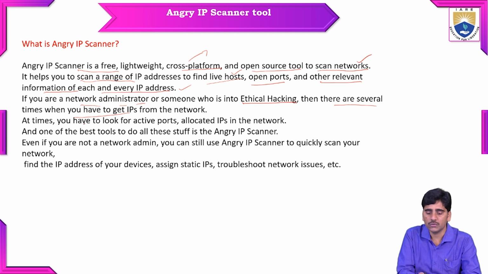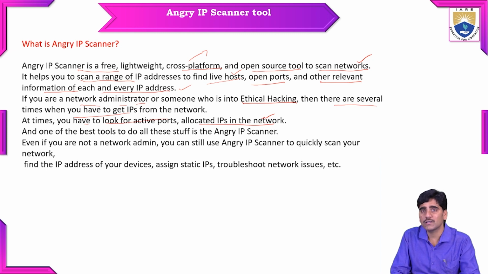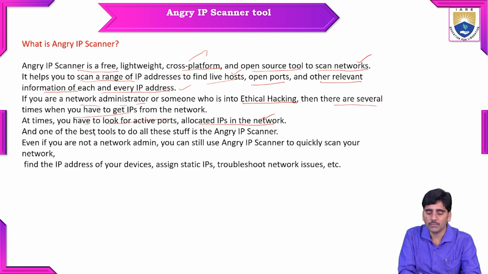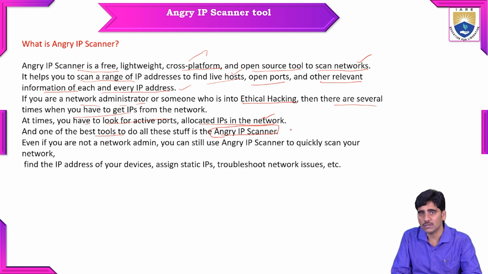At times you have to look for active ports and allocated IPs in the network. At that moment you are looking for the active ports, and you can also see which IPs are allocated on the network. One of the best tools to do all this is the Angry IP Scanner tool. We can use different types of tools for this, but among all the tools, you can do it better with Angry IP Scanner.